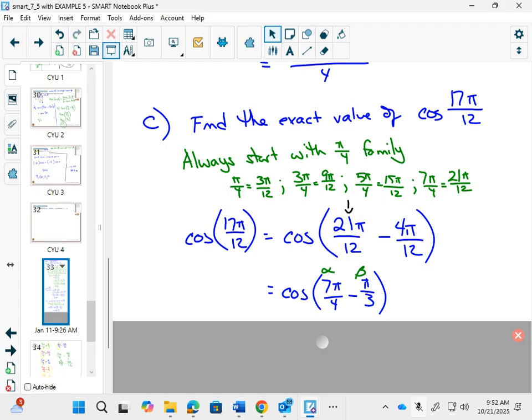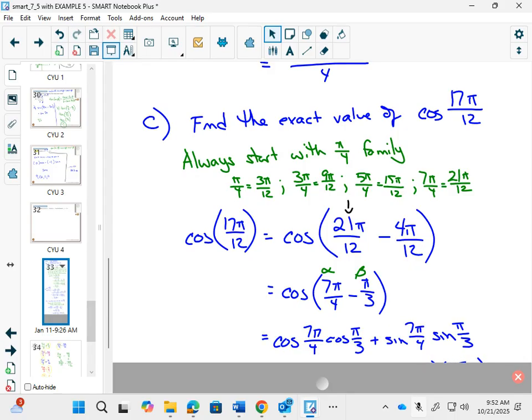If you start with something other than the pi over 4 family, when you reduce, it's not guaranteed that they'll both be on your pi plate, and then you'd have to start again. But choosing the pi over 4 will always work. And it doesn't matter which ones you choose. When you do your alpha and beta, and then go to your alpha and beta formula, it'll always simplify to be the same thing in the end.